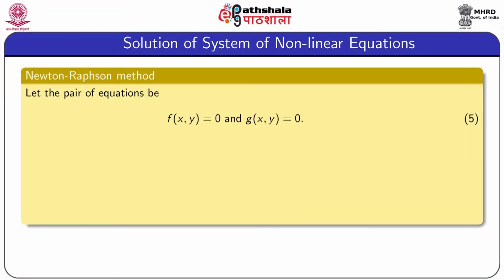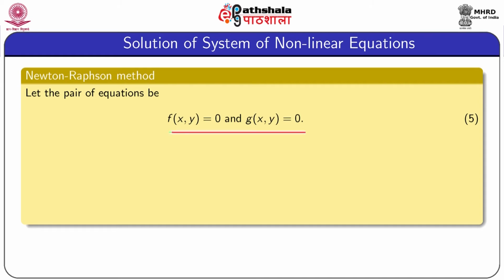But the main drawback of this method is finding the functions phi and psi starting from the equations f(x, y) equal to 0 and g(x, y) equal to 0. Now, we describe another method called the Newton-Raphson method. This method is free from finding such phi and psi, but the Newton-Raphson method takes the partial derivatives of the functions f and g. Now, we describe the Newton-Raphson method to find a root of a pair of nonlinear equations.